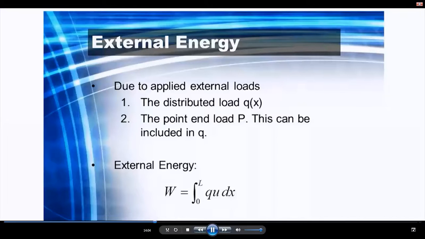The distributed load is continuous and therefore integrable. However, the end point load P is singular and it has to be treated with the Dirac delta function. Nevertheless, for our purpose, it can be included in Q, keeping the setup of the problem simple. The external work is defined as follows.